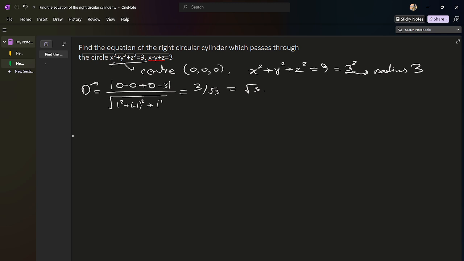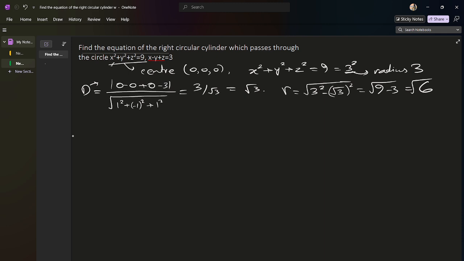Since the radius of the sphere is 3, the radius r of the circle where the plane intersects the sphere can be calculated using the Pythagorean theorem. So radius r equals the square root of 3 square minus root 3 whole square, which is root over 9 minus 3, which equals root 6.